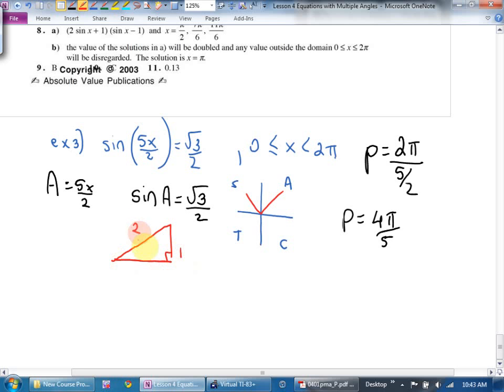Which angle has a sine of root 3 over 2? Oh, for Pete's sake, it's pi by 3 again. I told you, Mr. Dueck, they're all pi by... Shut up, they're not. Pi by 3, pi by 3.